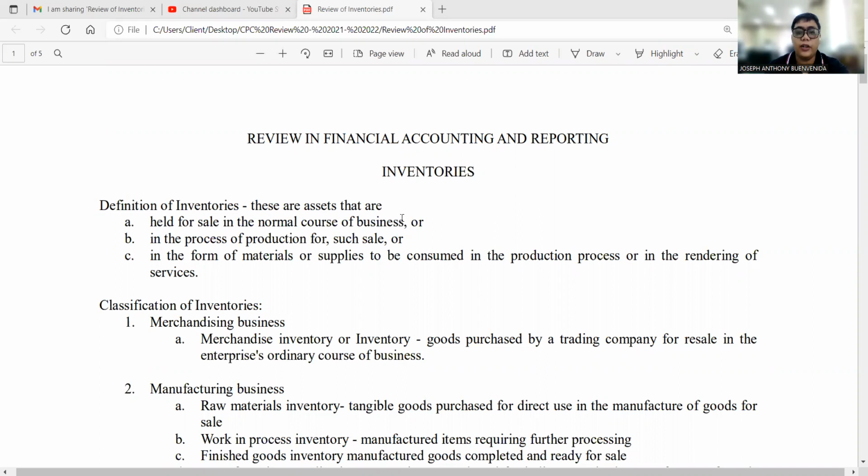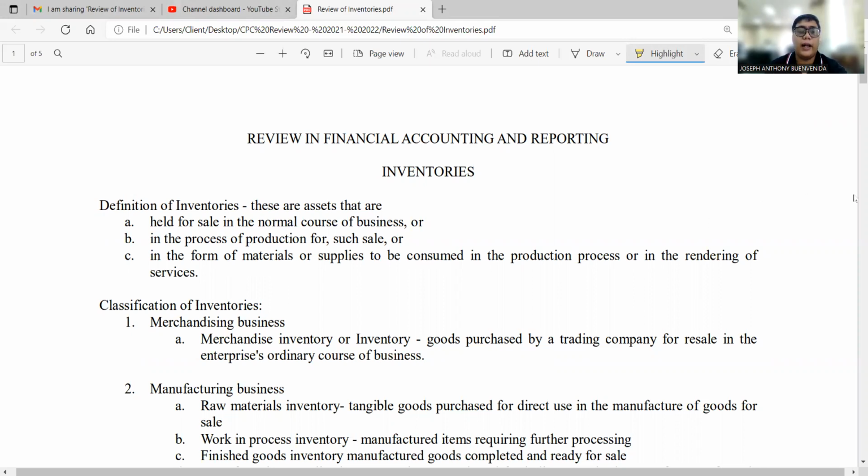As per definition, these are assets that, number one, are held for the normal course of the business; two, are in the process of production for such sale, or in the form of materials or supplies to be consumed in the production process or in the rendering of services.